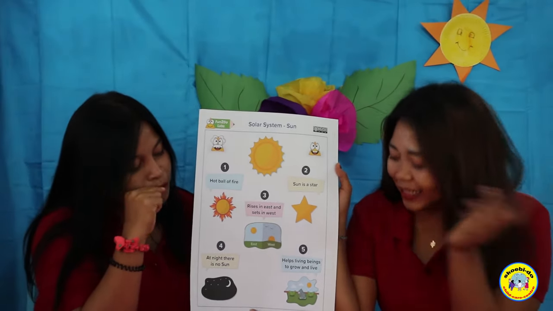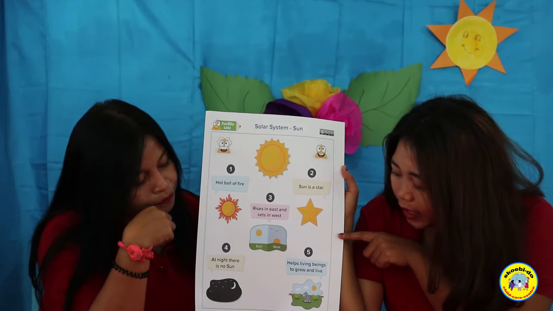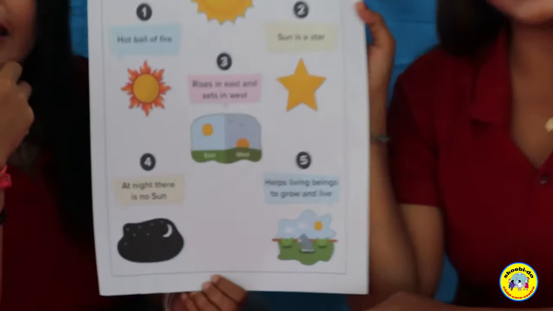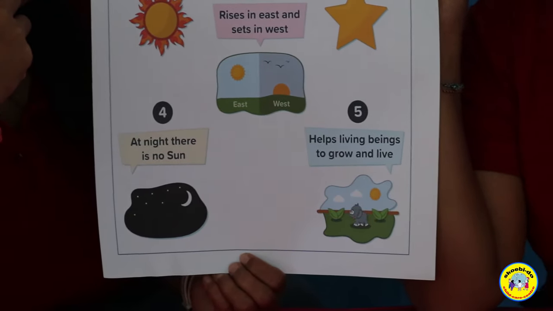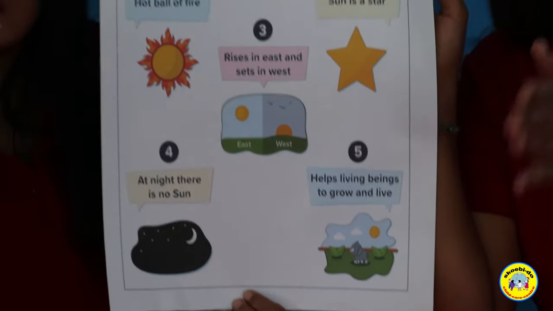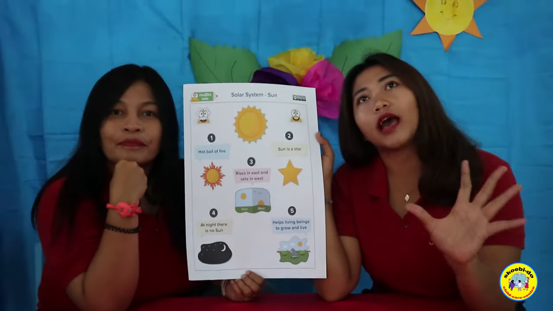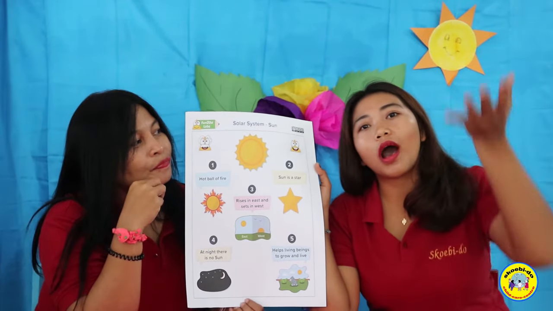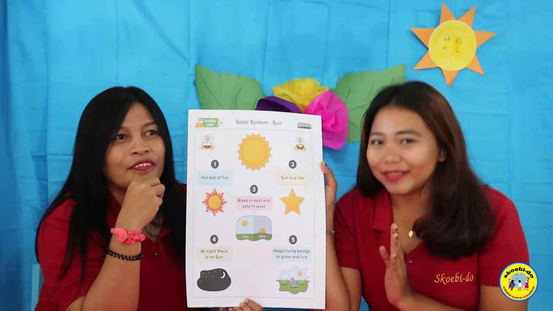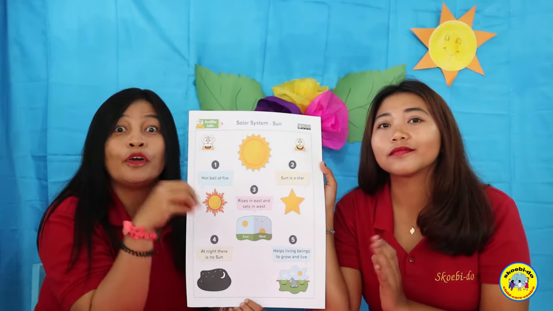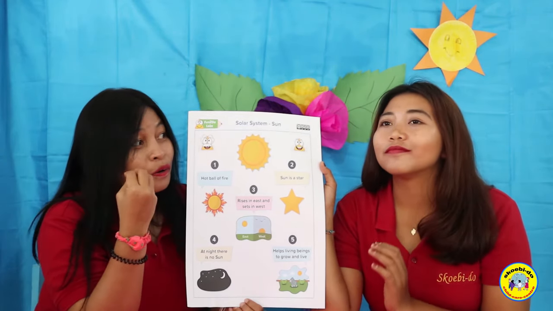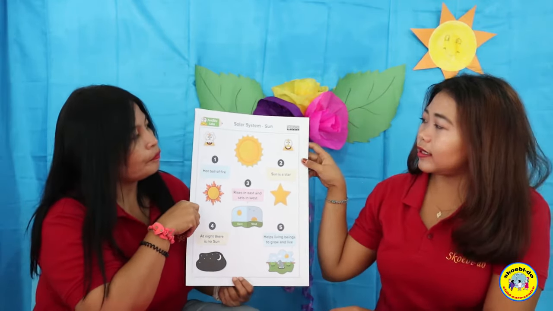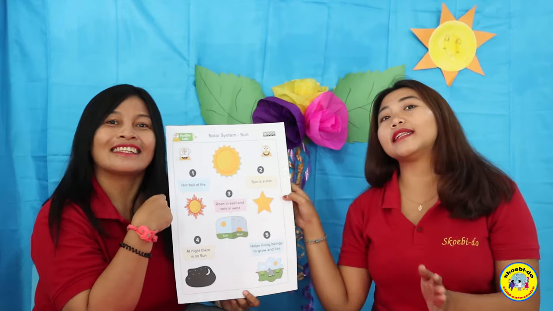And next, do you know that the sun helps living beings to grow and live? What does the sun do, Miss? If you have a plant that needs the sun, you can put it outside in the sun. So that your plant will grow nicely and live. The sun will shine on all your plants, and they will grow and live. Very good. So that's all the things about the sun.